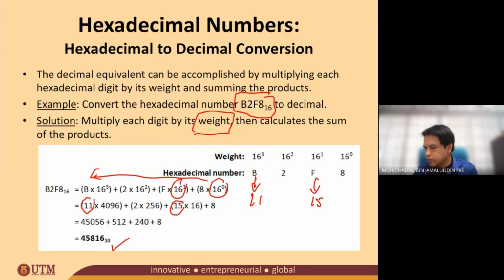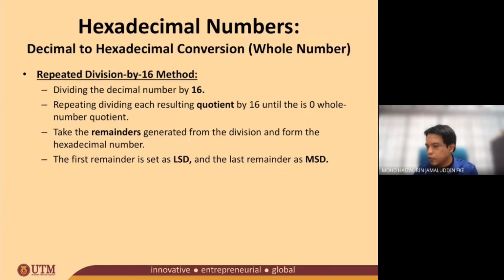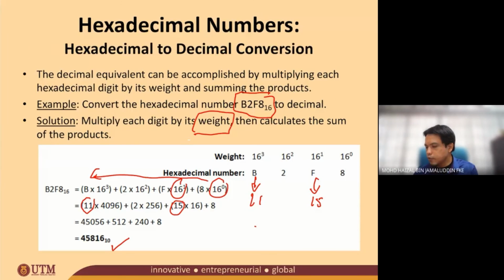Okay, 15 times 16, and you can add up for all the value. And the same thing for the fraction. So fraction number, so you start with 16 to the power of minus 1.